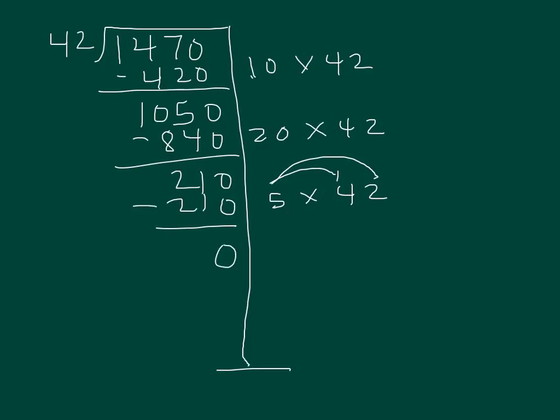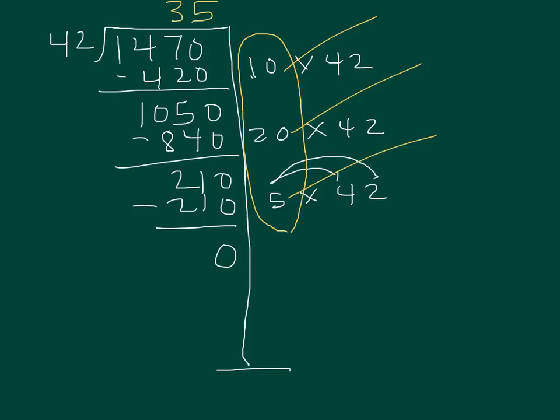Now, this is where we need to look. These are the numbers that we multiplied. These are the multipliers. So let's add them. 10 plus 20 is 30, plus 5 is 35. Your answer is 35.